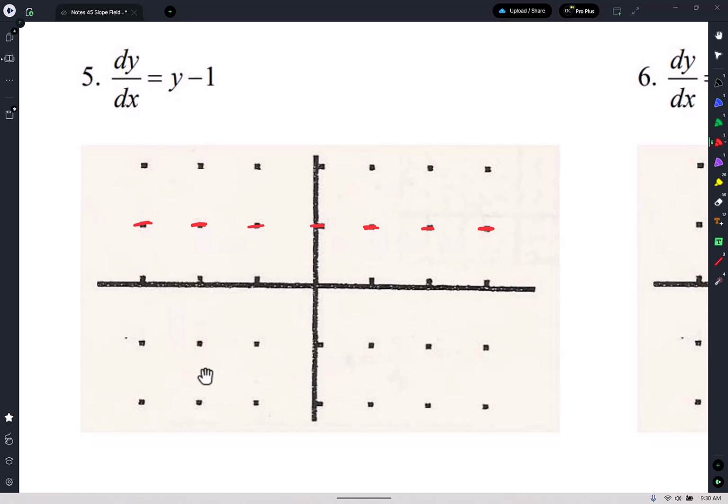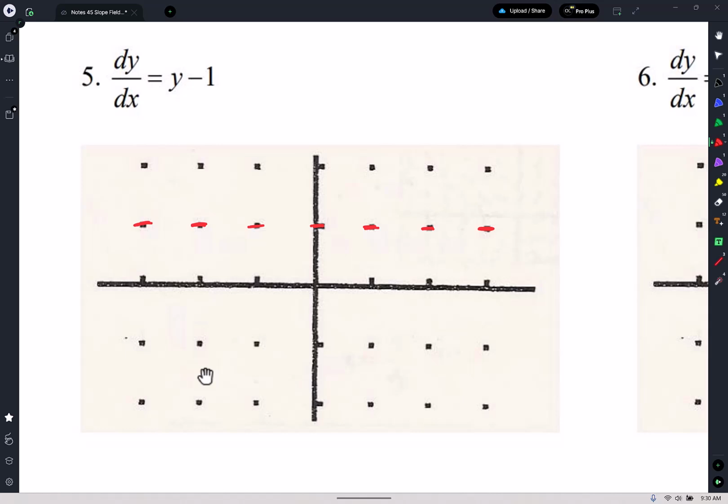Guys, this is not difficult. You should have it in your brain. Something should be telling you, at the very minimum, everything above this line is going to have positive slopes, because look what dy/dx is. It's y minus 1. Do you guys see that? Everything below this line is going to have negative slopes. So you should at least be thinking like that, guys.